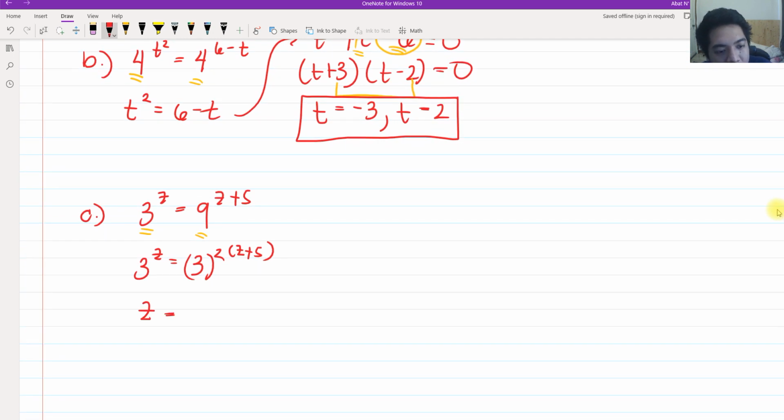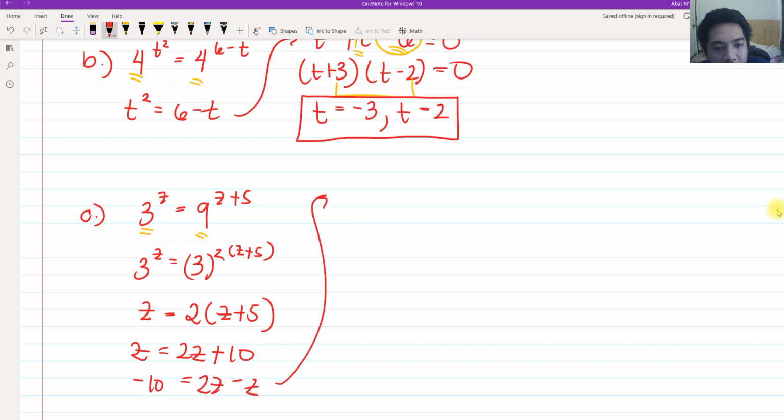So we have z equals 2 times z plus 5. So we have z equals 2z plus 10. Of course, we have to solve for this. Negative 10 equals 2z minus z. So we have negative 10 equals z. So the value of z should be negative 10 for this problem.